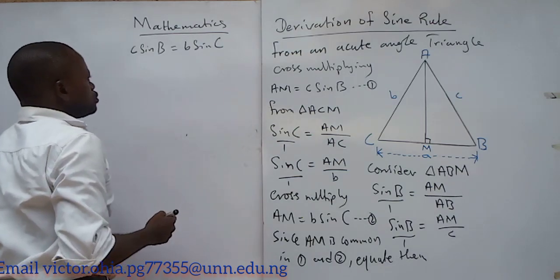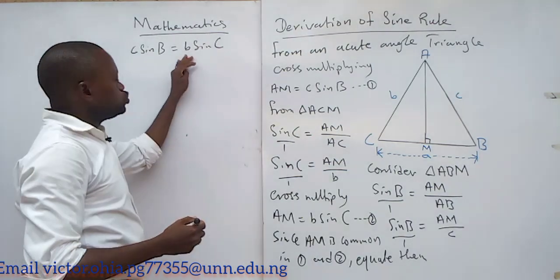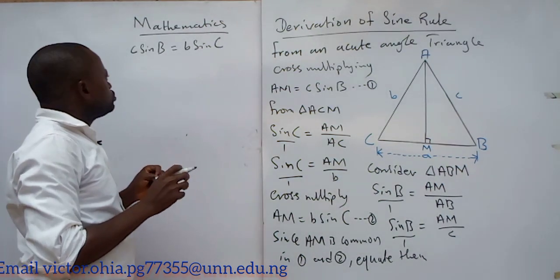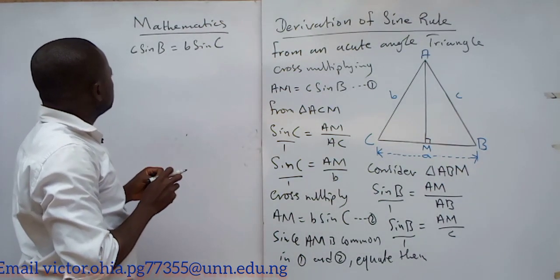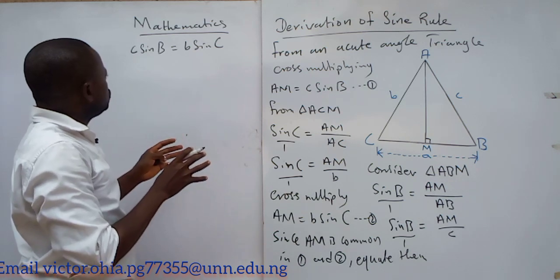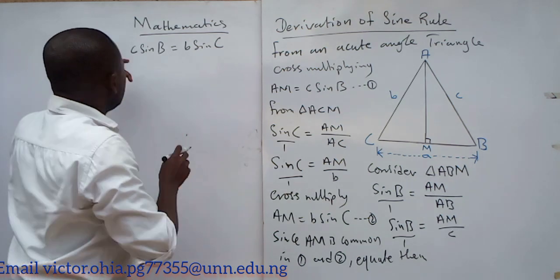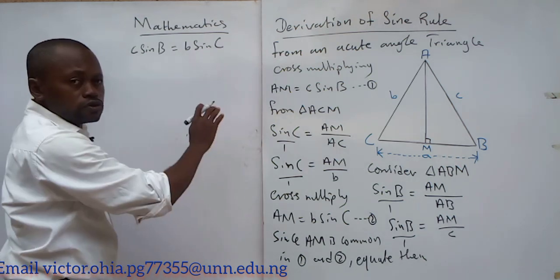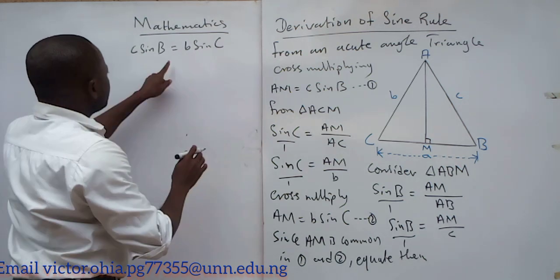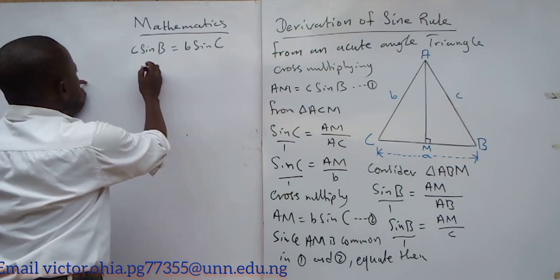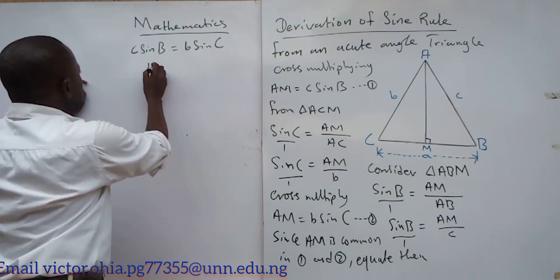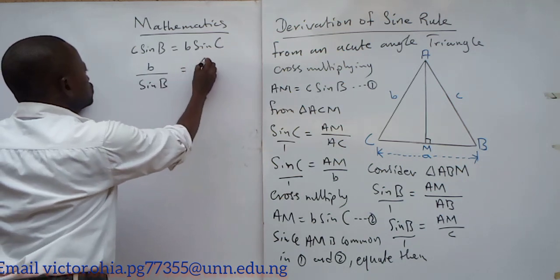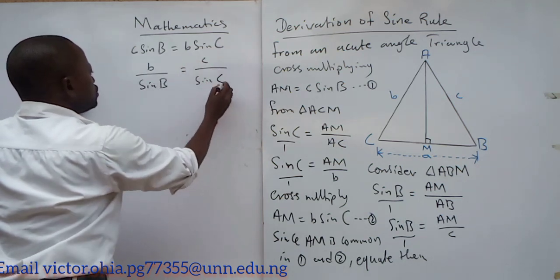Now permit me to do a little change here. Permit me to rewrite this expression as B over sine B is equal to C over sine C. Let me explain.